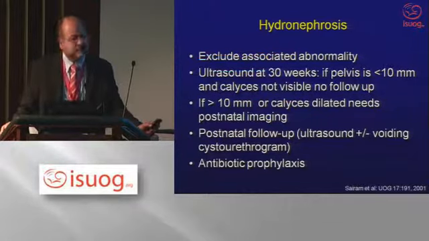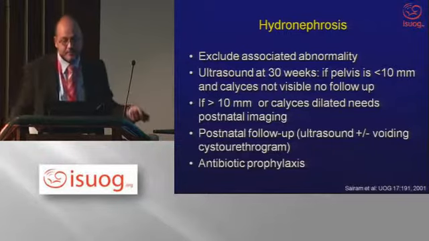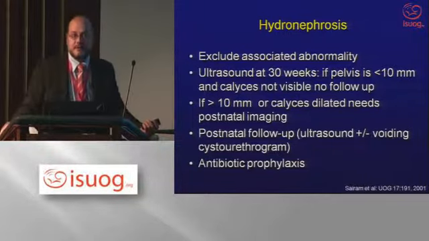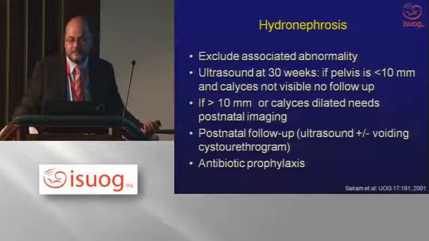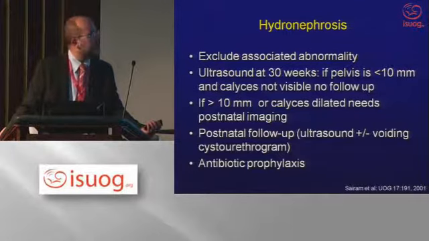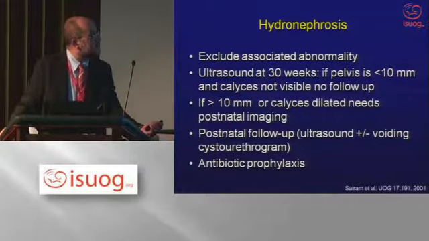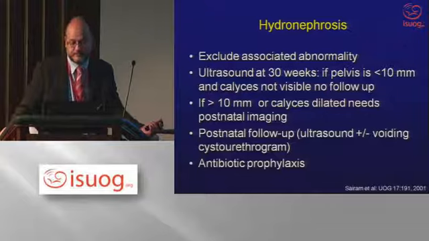So, just in summary, hydronephrosis, we need to exclude an associated abnormality and repeat a third trimester scan. If the pelvis is less than 10 millimeters, which means it's normal, and the calyces are not visible, then in our unit we do no further follow-up, although in many other places they will still have a postnatal scan. If it's greater than 10 millimeters, or if the calyces are dilated, postnatal imaging is needed.